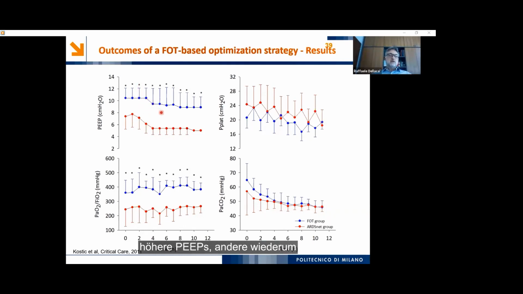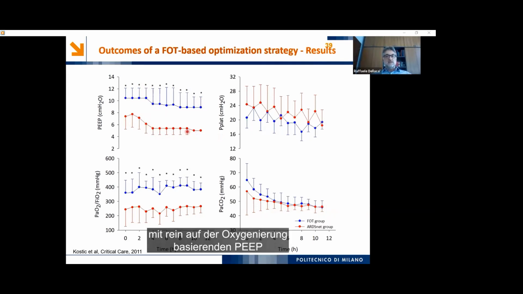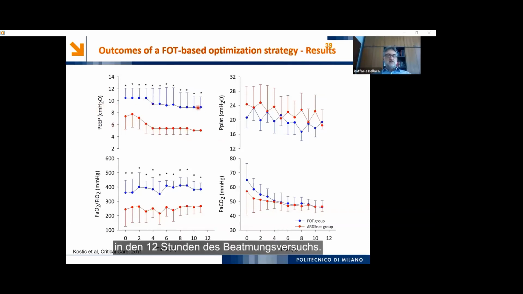So some subjects were receiving higher PEEP, some were receiving a lower PEEP, and this individualization was still large, which is represented by the level of standard deviation that you can see in this graph. The blue line is representing the FOT optimized group, and the red line, the RDS net oxygenation-based group for PEEP, of course, in the first 12 hour ventilation trial.